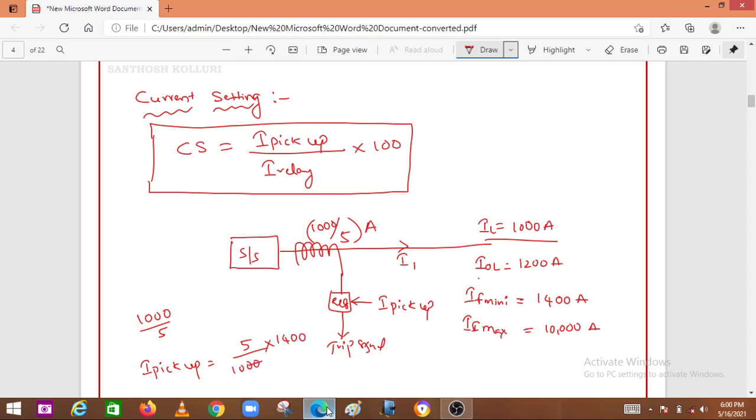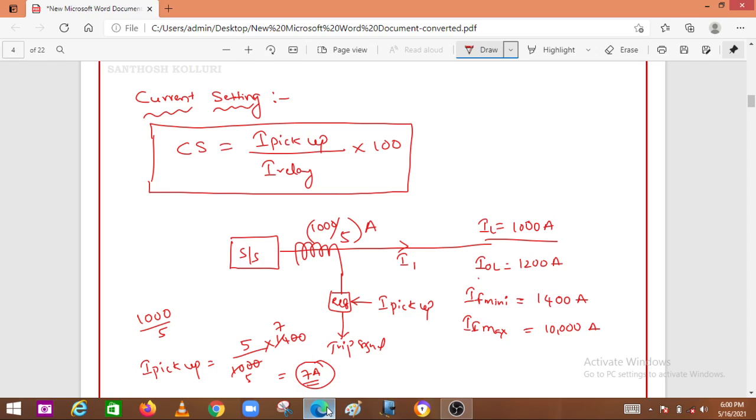So this one will be 7 amperes. So my pickup current will be around 7 amperes, but the rating of the relay is 5 ampere, and I have to take my pickup current to operate the relay as 7 amperes. So that's how the pickup current will be calculated.